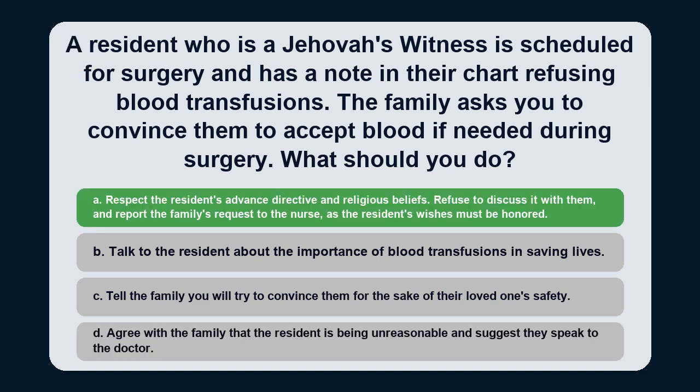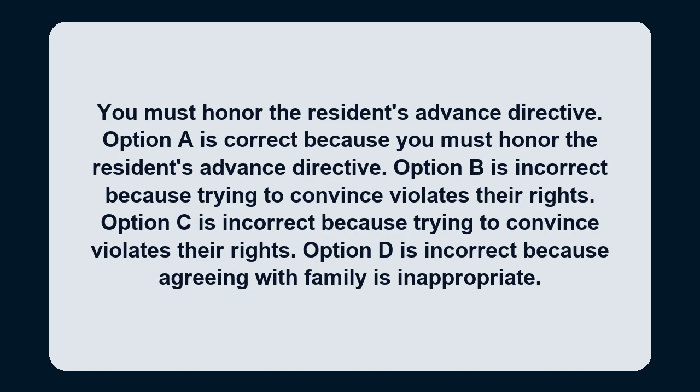The answer is A. You must honor the resident's advance directive. Option A is correct because you must honor the resident's advance directive. Option B is incorrect because trying to convince violates their rights. Option C is incorrect because trying to convince violates their rights. Option D is incorrect because agreeing with the family is inappropriate.